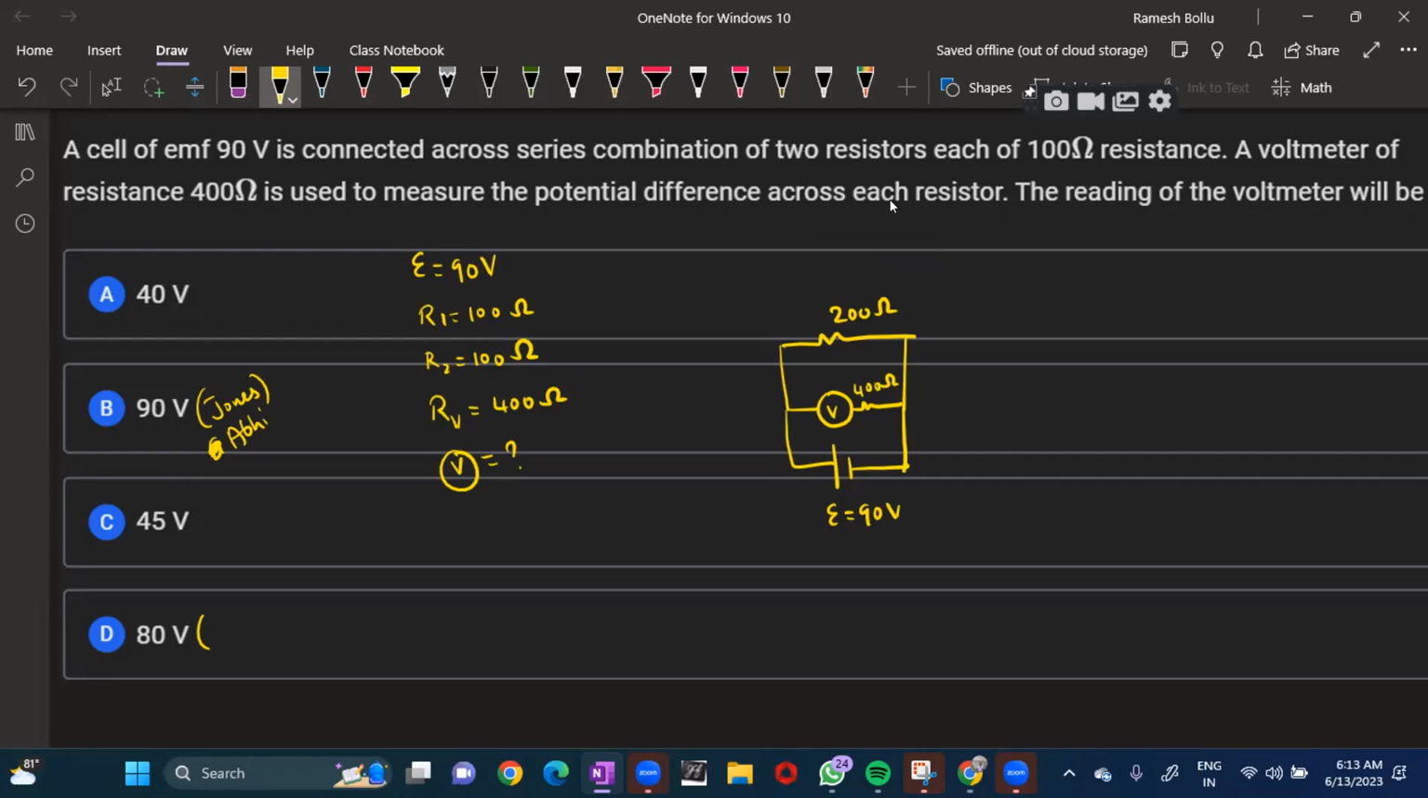Then directly, this is 90 volt, means this junction is 90, this junction 0. This junction is 90 minus 0, 90. Here also 90, here also 90. It was asking what the voltage drop across the resistor. Sorry, friend, just now I realized, he is measuring the potential difference across each resistor.